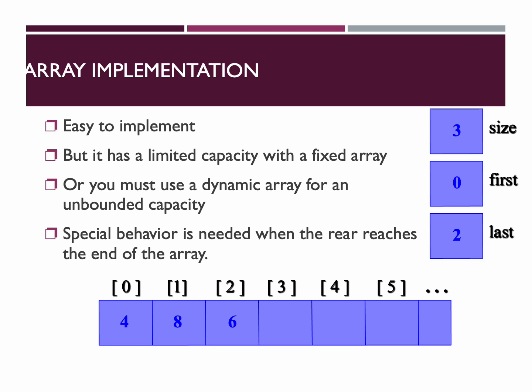Now, here are some of the key aspects of an array implementation of a queue. First of all, it is very easy to implement, but it has a limited capacity with a fixed array, or you must use a dynamic array for an unbounded capacity. Special behavior is needed when the rear reaches the end of the array. Then it will wrap around to the front and start from the front again.